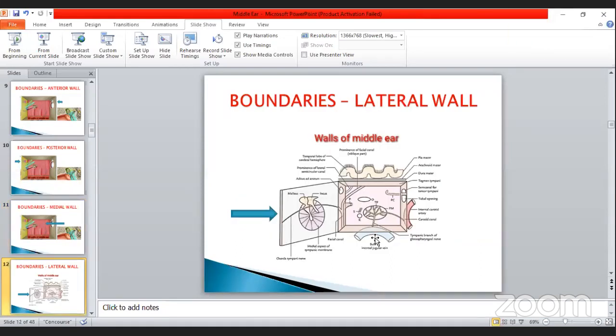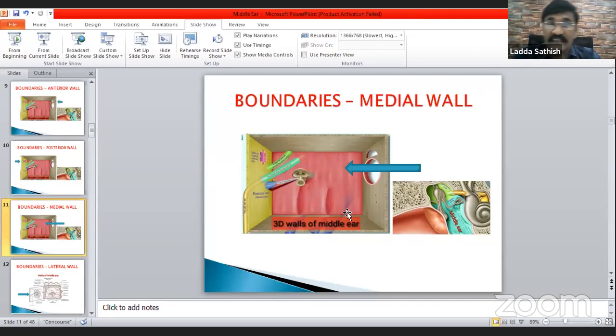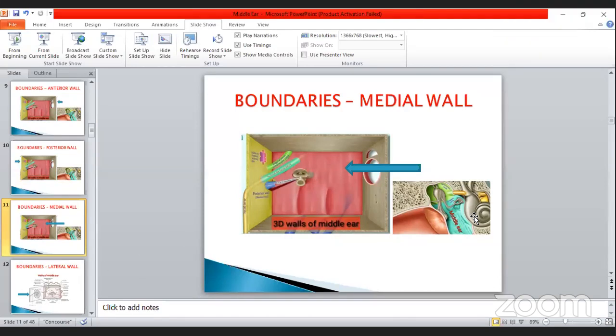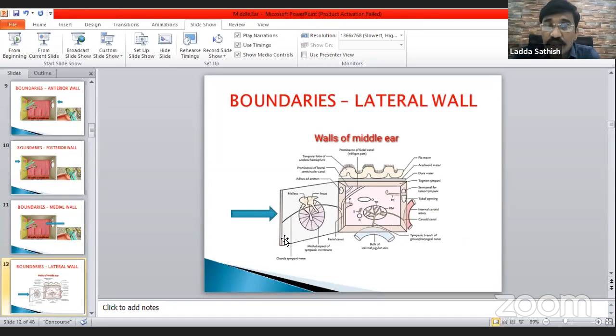Now the last is the lateral wall, because the lateral wall we can't see in this diagram, because it is a box, and that lateral wall, we opened the box, and so we just separated the lateral wall. Now you can see the lateral wall in this figure. Look carefully at the lateral wall. It is made up of bone again, but you are getting an oval shaped partition, or thin plate.